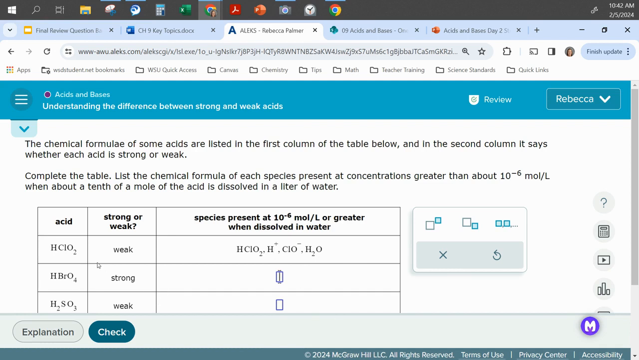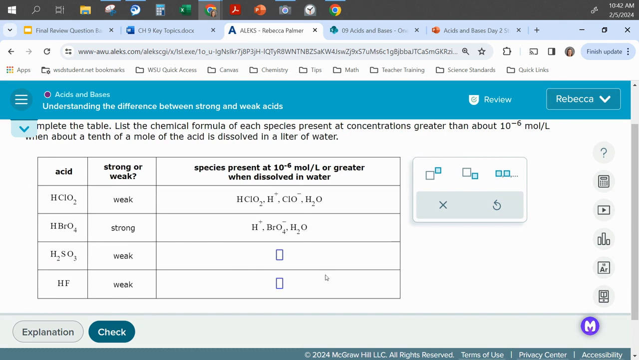Okay, this one's strong. That means there is none of the original acid left. It will all break into pieces. So we're only going to have H+. We're going to have the conjugate base, BrO4 minus. Why did it do that? It got rid of my 4. That's a 1. I need the minus. And then water.